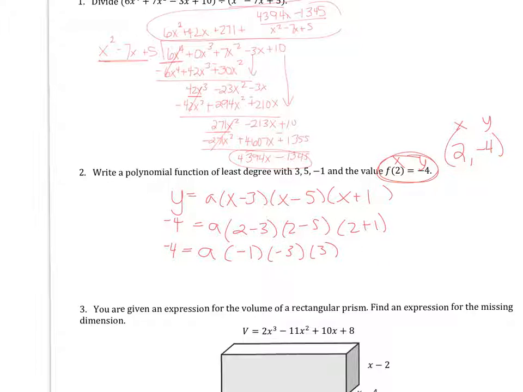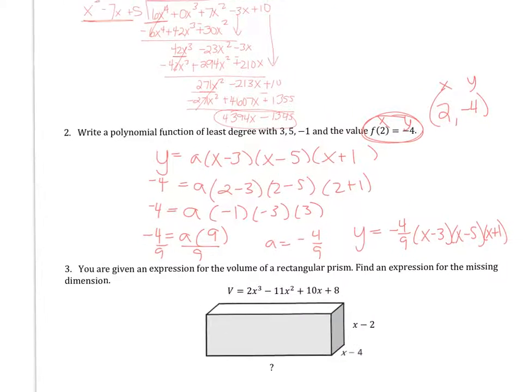When we have some stuff being multiplied, we're going to multiply it together. We have a, and then -1 times -3 times 3 is 9. And then we're going to divide both sides by 9. So a equals -4/9. And we're going to plug that into our equation that we started with. And there is our equation, and that's all you do. We know that we're done.